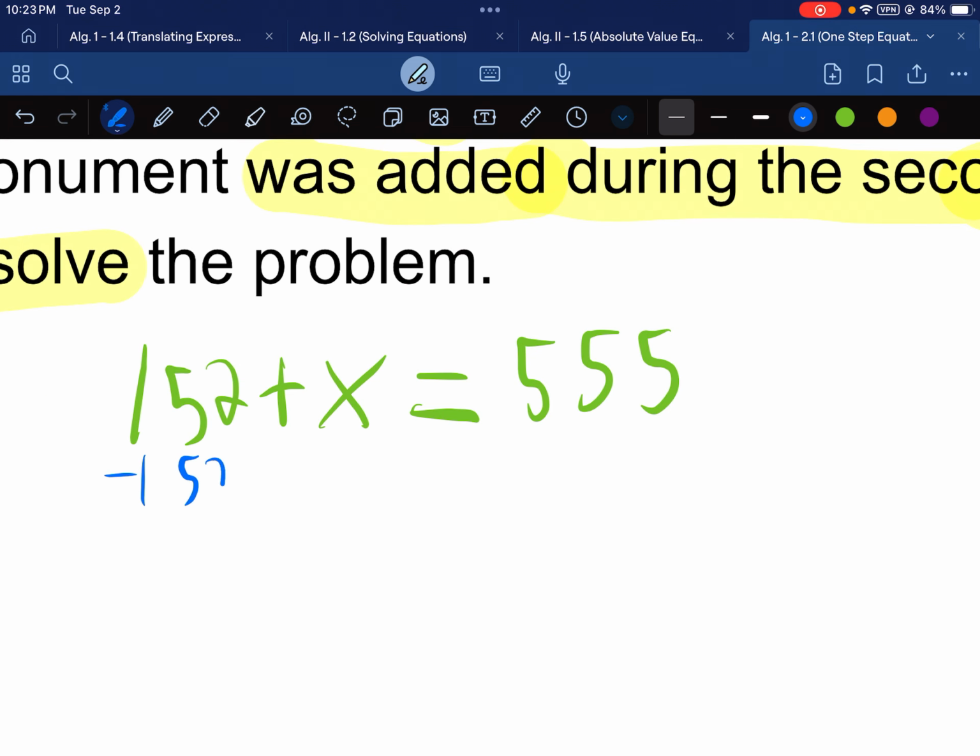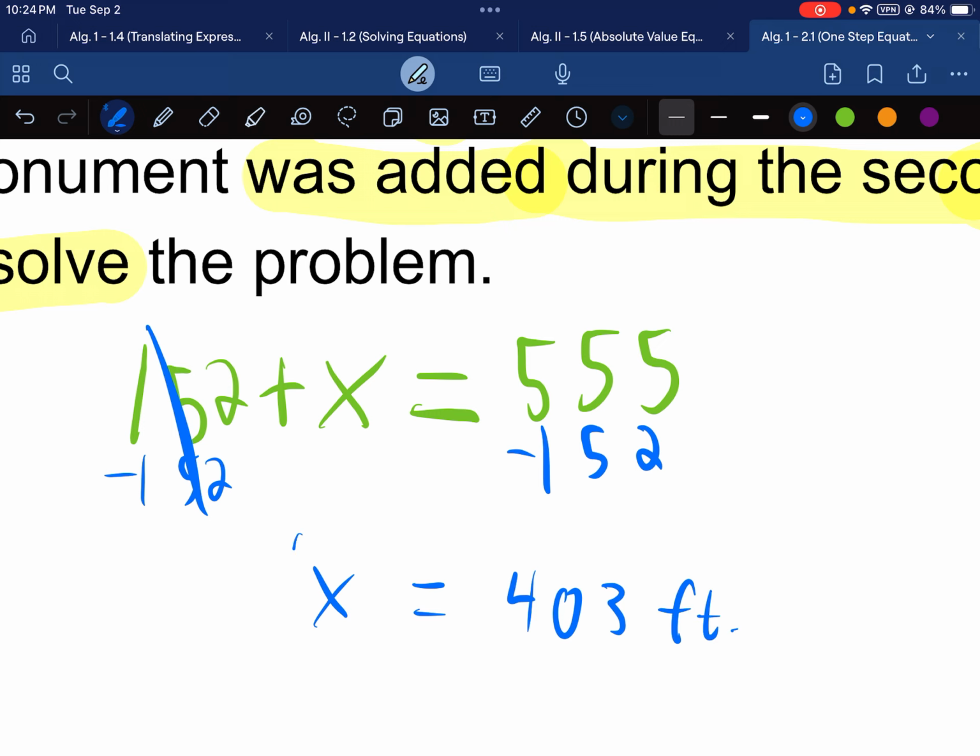Now that we have this equation, we can go ahead and solve. x is being added by 152, so we subtract 152. And 152 minus itself is 0, and we get x plus 0, which is just x. I have to subtract 152 from the other side of the equal sign as well, which results in 5 minus 2 from right to left being 3, 5 minus 5 is 0, and 5 minus 1 is 4, so we get 403. However, I am going to be a stickler that you have labels on word problems, so this isn't just 403, it's not 403 ostriches, it's not 403 candy bars, it's 403 feet.